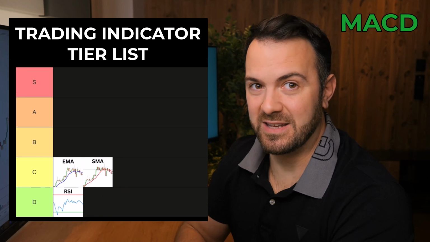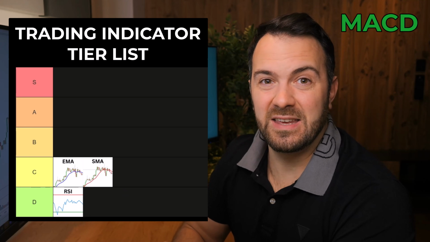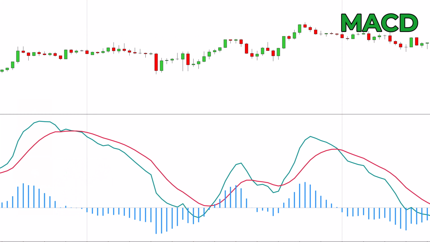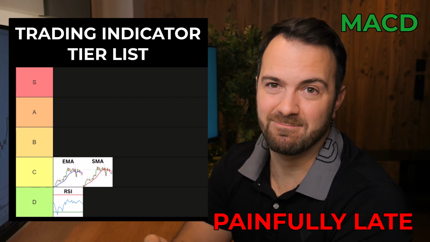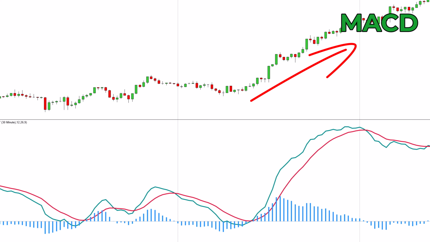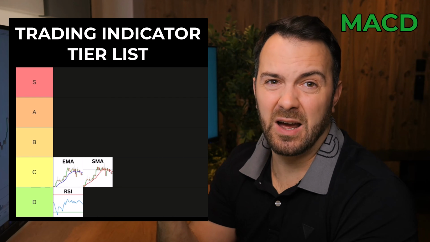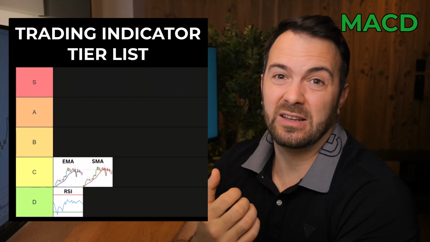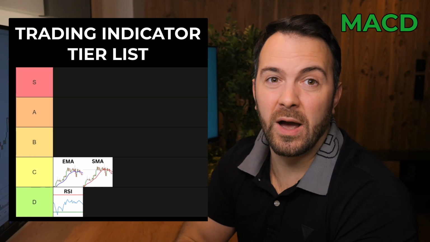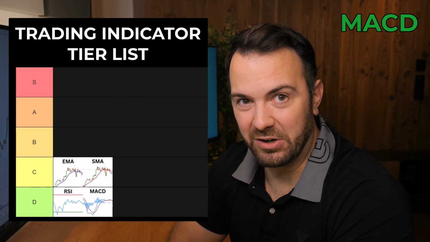Next is MACD. In essence, MACD is just moving averages stacked on top of each other. And yes, it reacts exactly like that. Painfully late. In a clear trend, it will at least point you in the right direction, but most of the time it signals long when an uptrend is ending and it shows short when a downtrend is ending. It just can't keep up. So that's why it goes straight into the D tier.